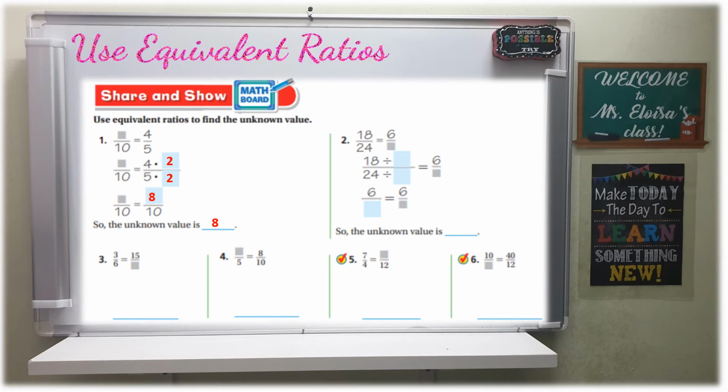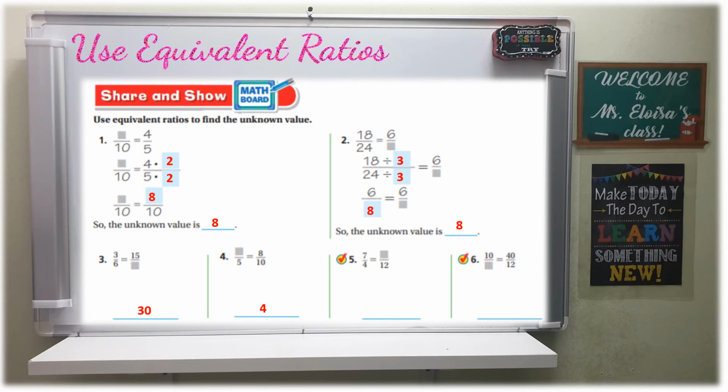Number 2, we have 18 to 24 equals 6 to blank. We can divide both 18 and 24 by 3, so we will have 6 to 8. Number 3, 3 to 6 is equal to 15 to 30. We multiply 3 and 6 both by 5. Number 4, we have blank to 5 equals 8 to 10. So we can divide 8 and 10 by 2. That gives us 4 to 5. The missing value is 4.